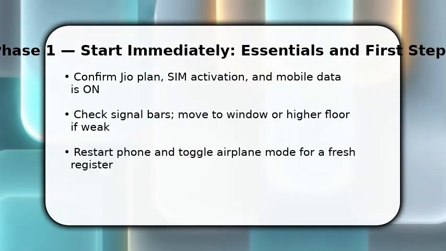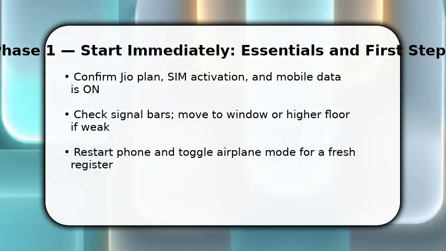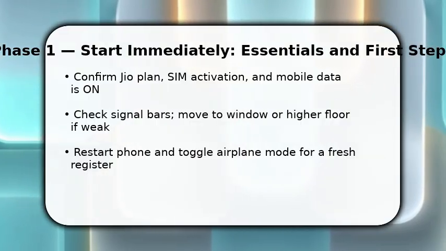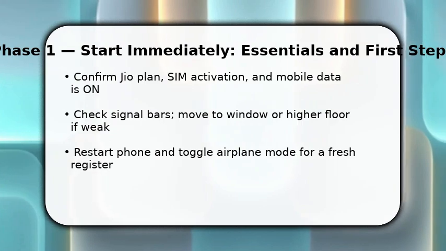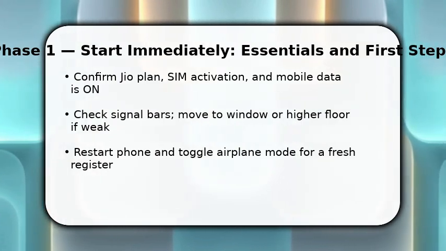Then restart your phone and toggle airplane mode to force a fresh network attach. This resets the radio and often restores optimal cell tower routing for faster data.